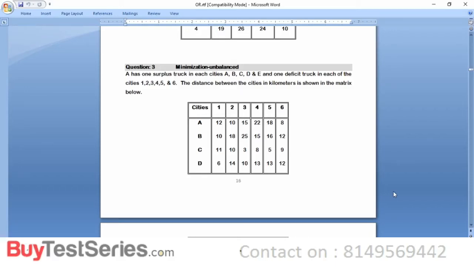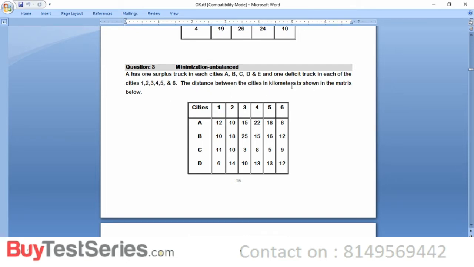So hi friends, let's come to the next part of the assignment. In this we'll be solving problem number 3. A has one surplus truck in each of the cities A, B, C, D and E, and one deficit truck in each of the cities 1, 2, 3, 4, 5 and 6. The distance between the cities in kilometers is shown in the matrix below.